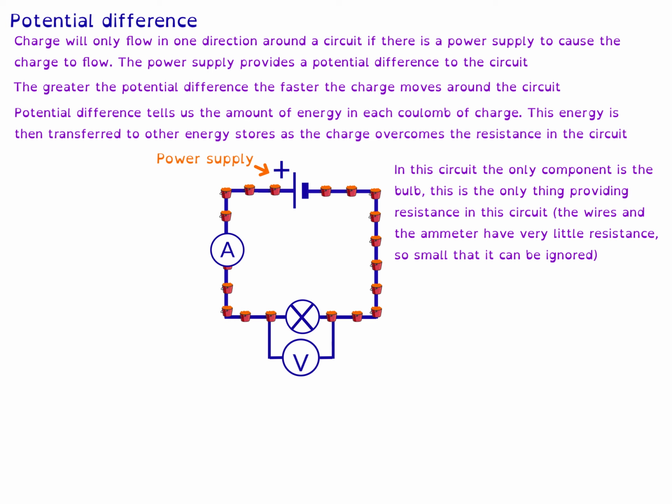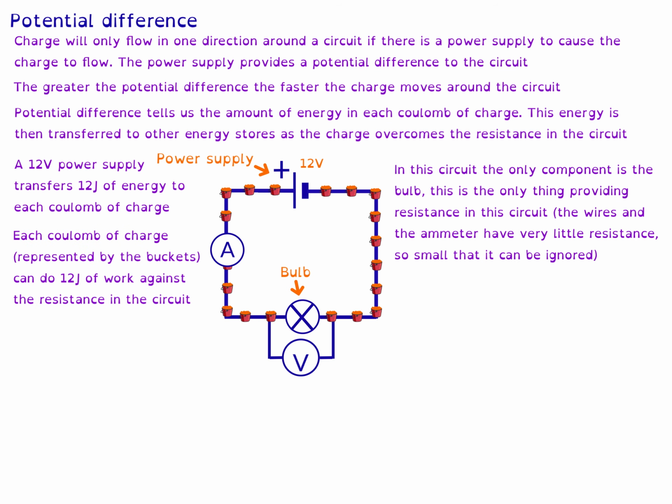In this circuit, the only component is the bulb. This is the only thing providing resistance in the circuit. The wires and the ammeter have very little resistance, so small that it can be ignored. A 12-volt power supply transfers 12 joules of energy to each coulomb of charge. Each coulomb of charge, represented by the buckets, can do 12 joules of work against the resistance in the circuit.